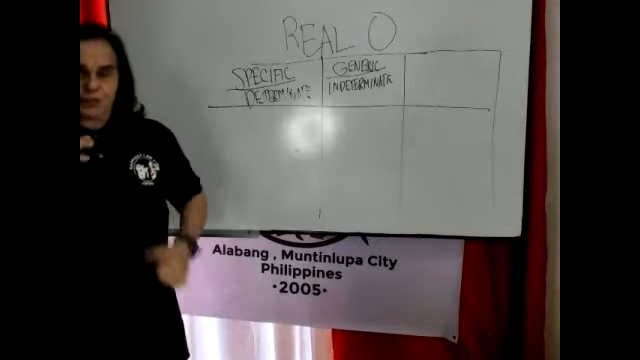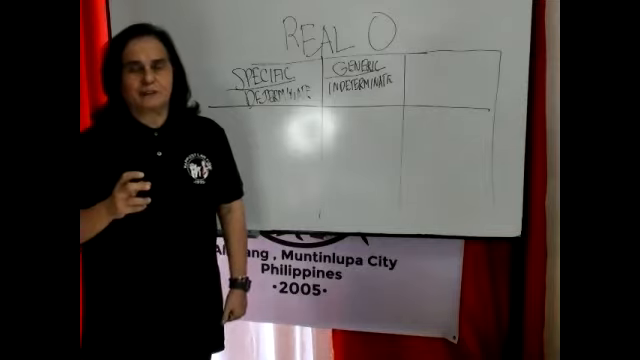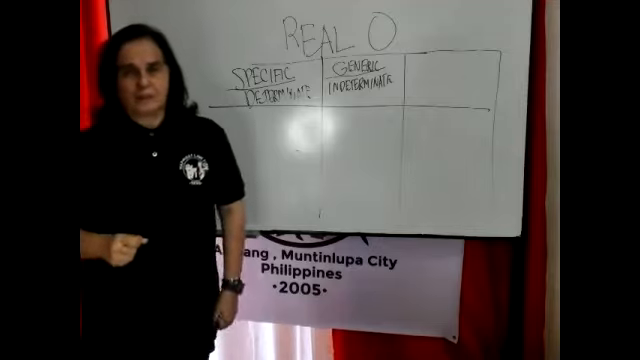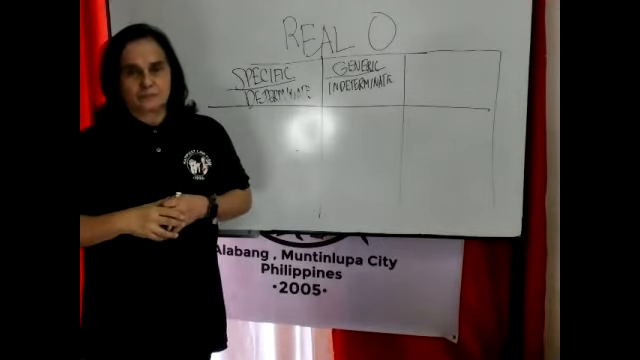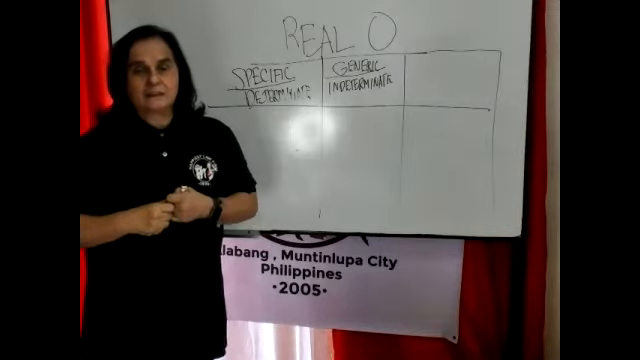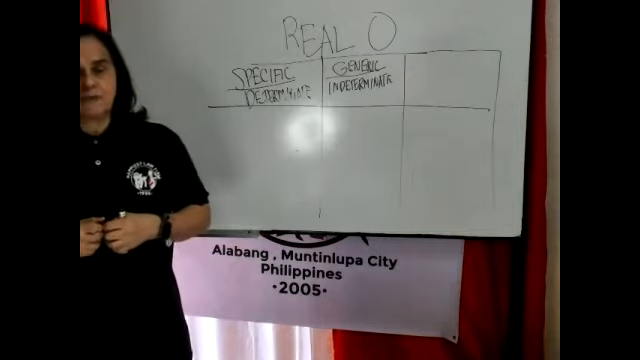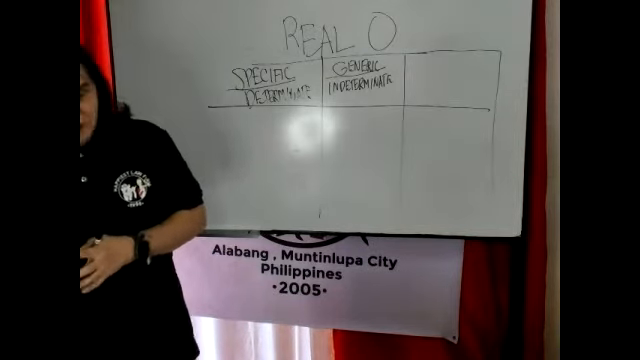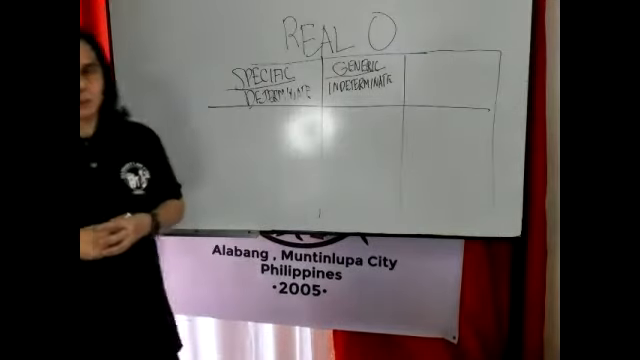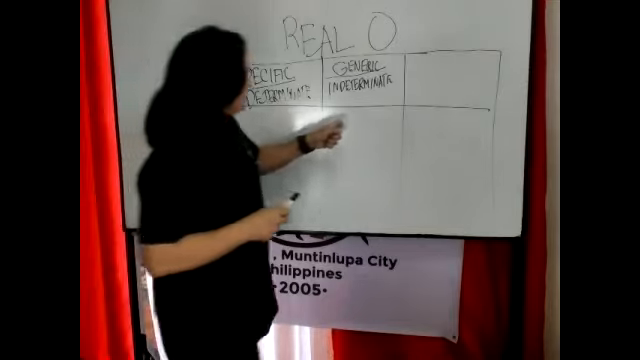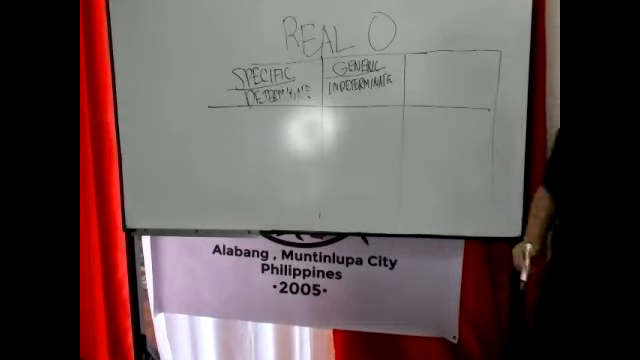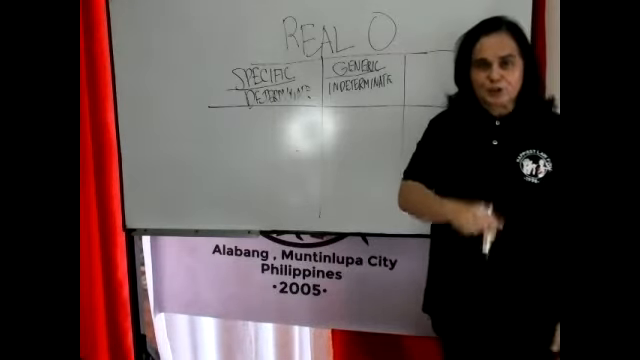Now, what is the most important characteristic of a specific object? It is unique. It is one of a kind. There is no other. So an object becomes unique, one of a kind, if you separate or take it away from its class or genus. However, in generic, indeterminate, you're only referring to one of its class or genus.